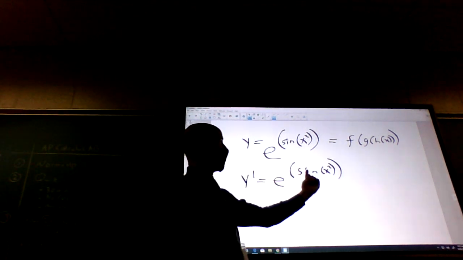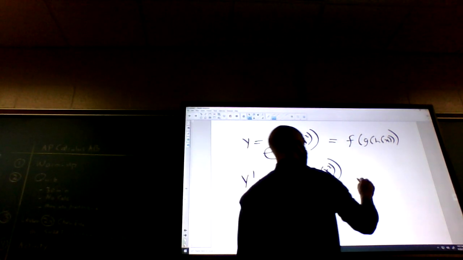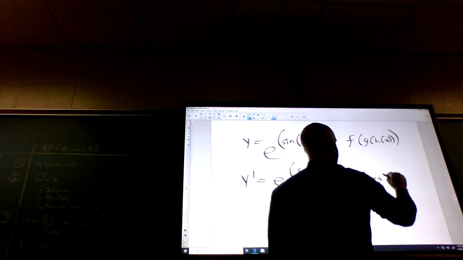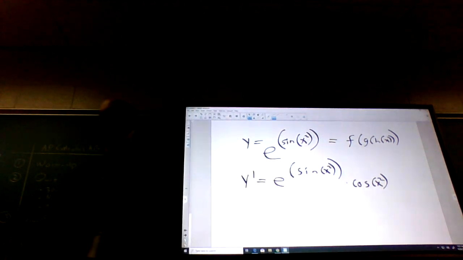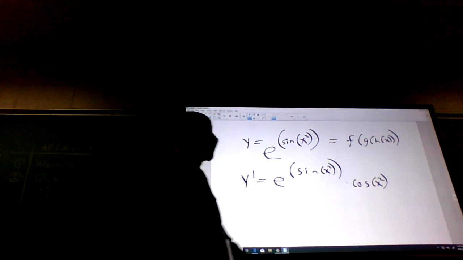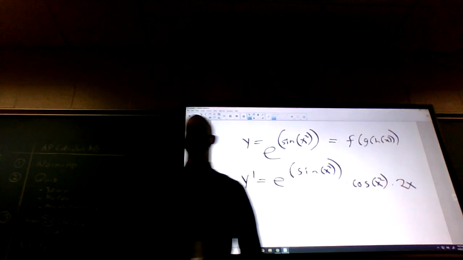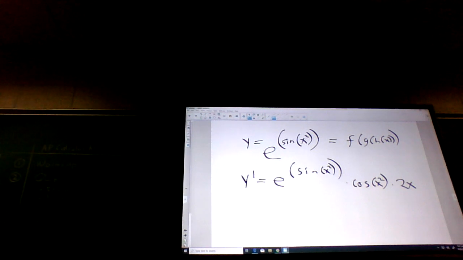Now I got to do the derivative of this. What is the derivative of sine x squared? Cosine x squared. Notice I left the x squared alone. And last but not least, guess what I have to do the derivative of? Which is? That's the derivative. That's it. That's the chain rule.